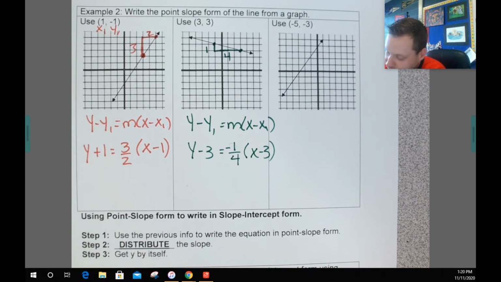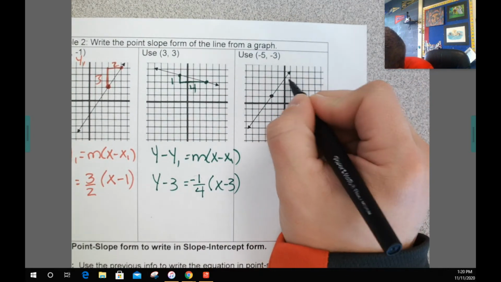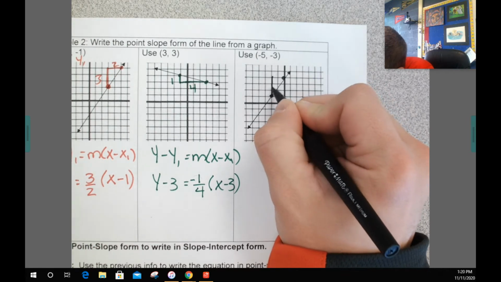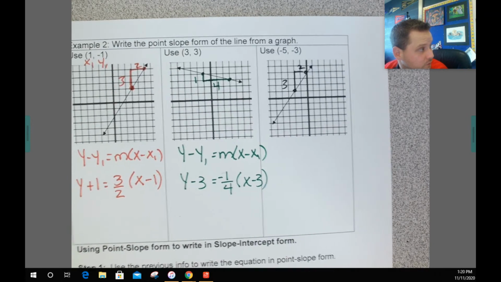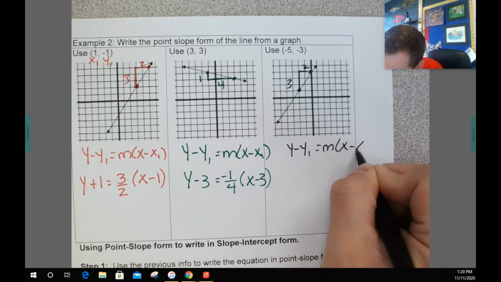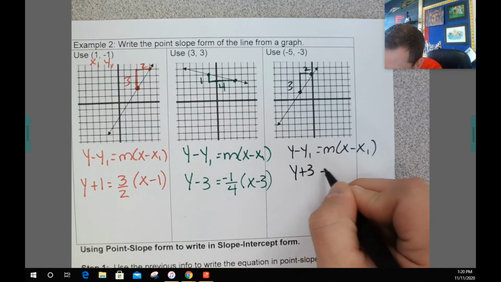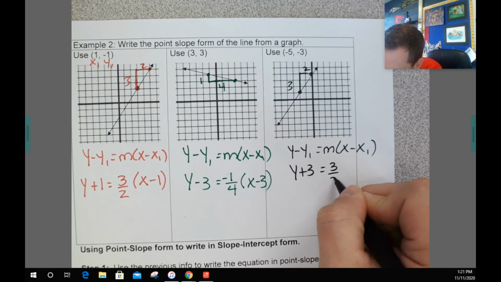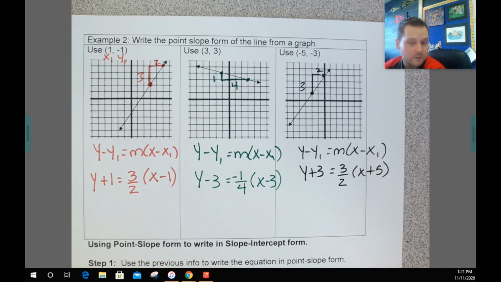Last one. Our two good points. I'm going to go here and here. So that's up 1, 2, 3, right 2. General form, so y minus y1, x minus x1. So we're going to get y plus 3 equals 3/2 x plus 5. Okay, so that's finding your point-slope from a graph. They gave us the point, we just had to find the slope.